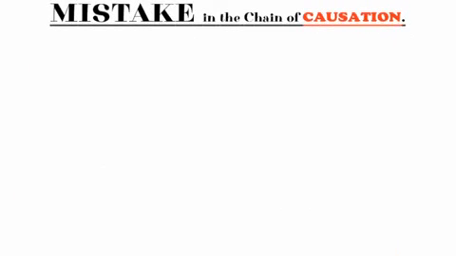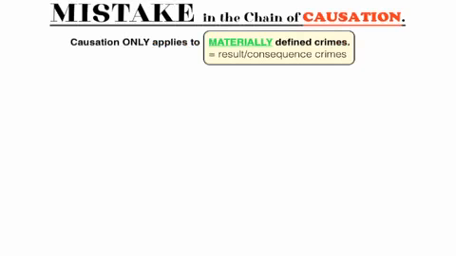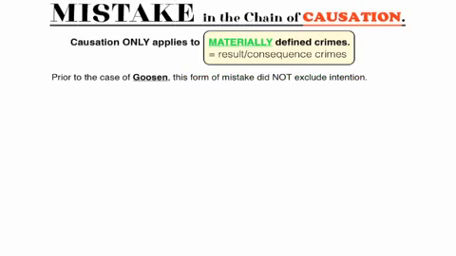Mistake in the chain of causation. Remember, causation only applies to materially defined crimes. These are result or consequence crimes. Prior to the case of Goosen, this form of mistake did not exclude intention.